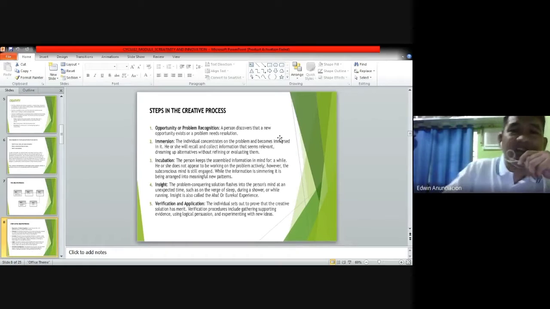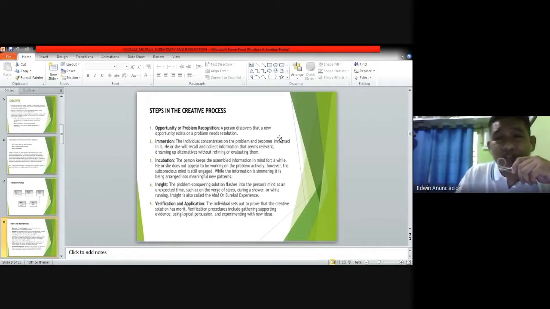Or minsan naman, ang nakita niya problema na hindi nasusolusyonan, at tingin niya, alam niya, out of his creative mind, kaya niyang solusyonan yon. Kung may kakulangan sa product, wala sa pictures ng product, gagawa siya, i-resolve niya. Okay? So next, immersion.